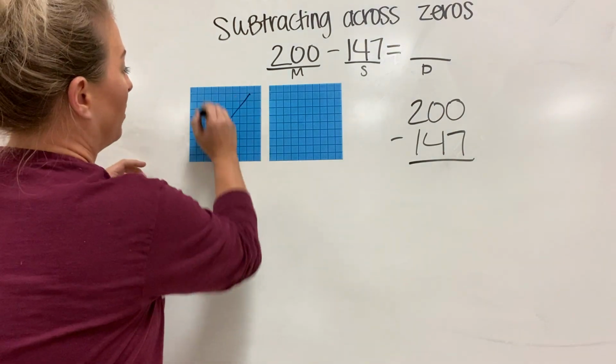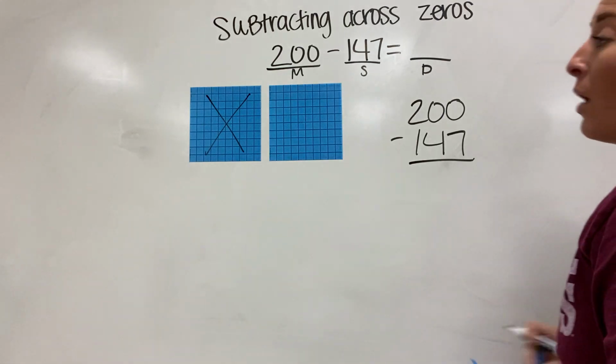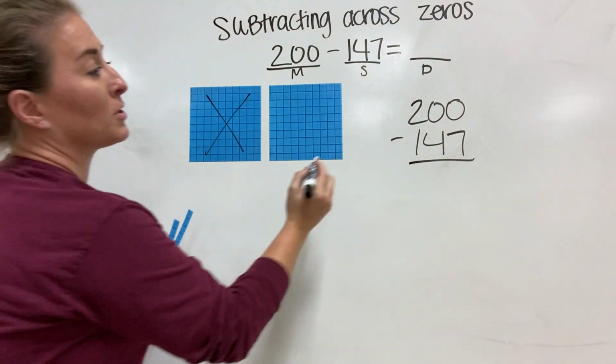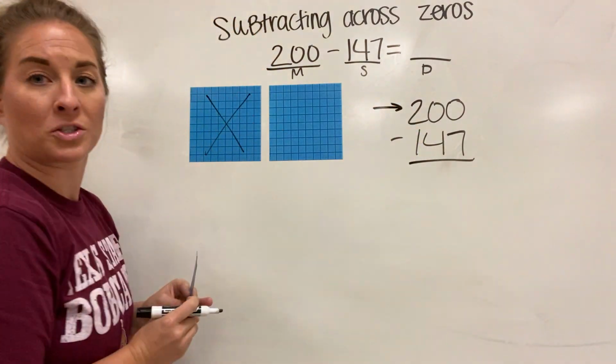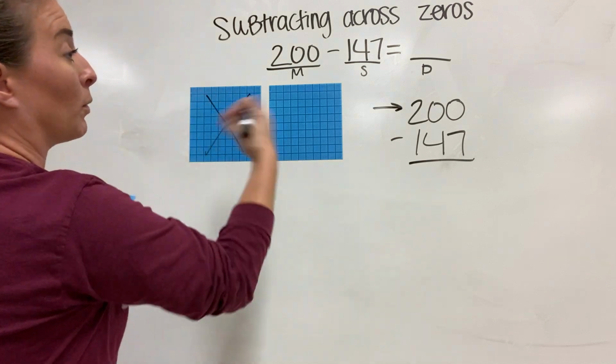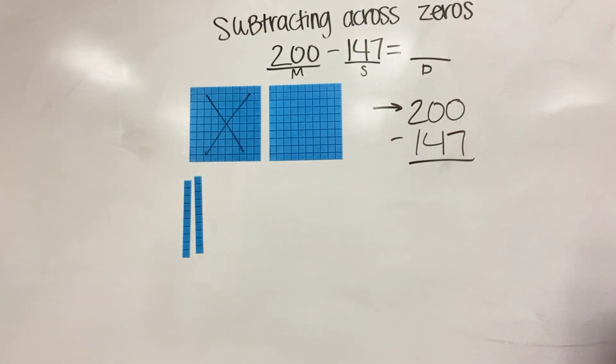So I'm going to get rid of this and regroup it into what I need. Now, I cannot change my value. I must always have 200 when I start. So I'm just going to change the way it looks to get me what I need. So here's my hundreds block. I'm going to regroup it into 10 tens.